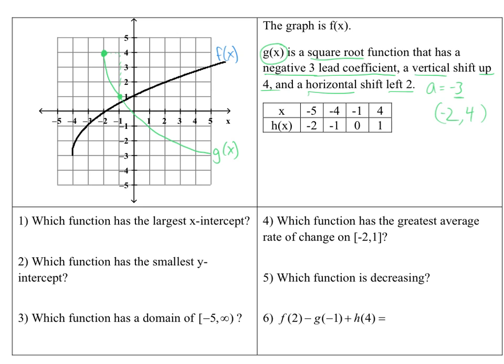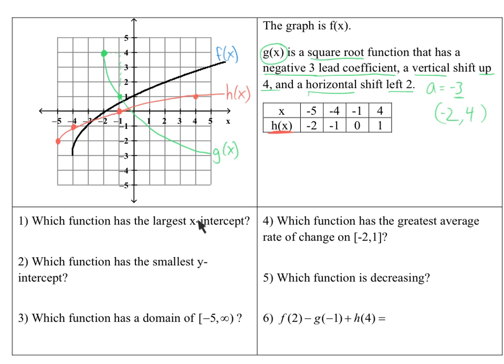Next, I'm going to do this one, and I'm going to do it in red. So I'm going to do h of x. So you go one coordinate at a time, so negative 5, negative 2. There's a dot, negative 5, negative 2. Then you go negative 4, negative 1, which is a dot right there. Negative 1, 0 is right there. And 4, 1 is right there. And I'm going to call that h of x. So I now have all 3 graphs, and now I'm going to try to answer these questions.